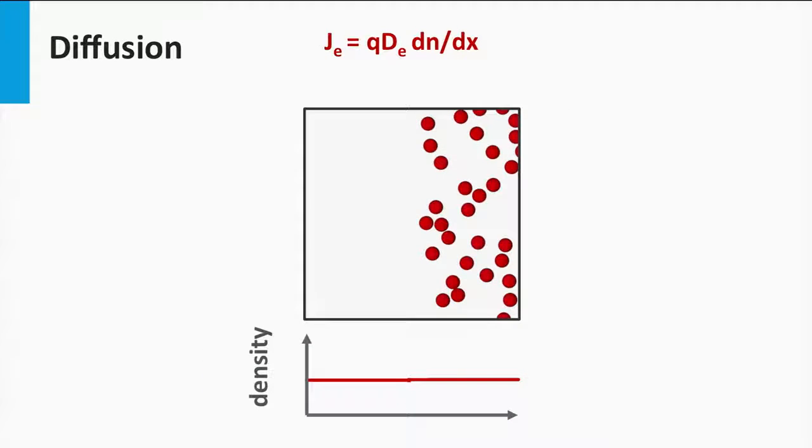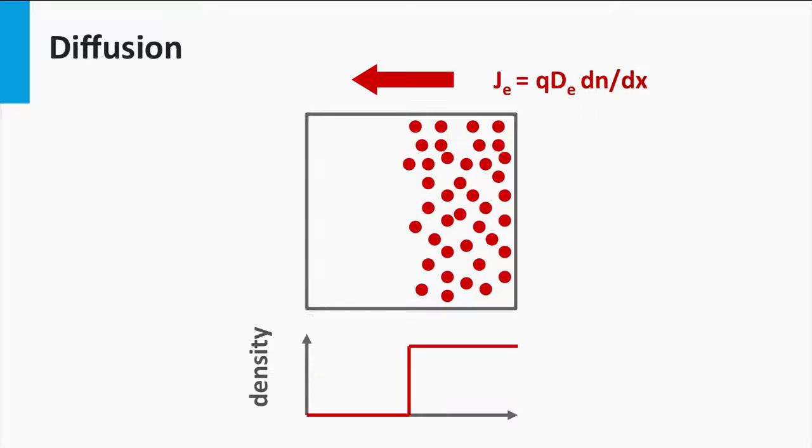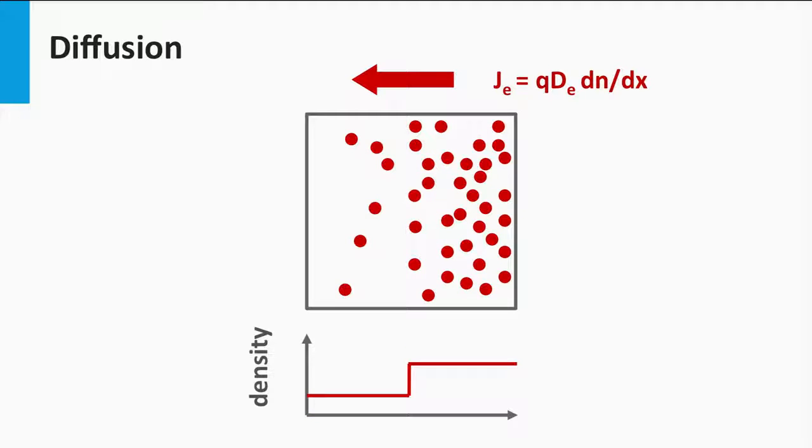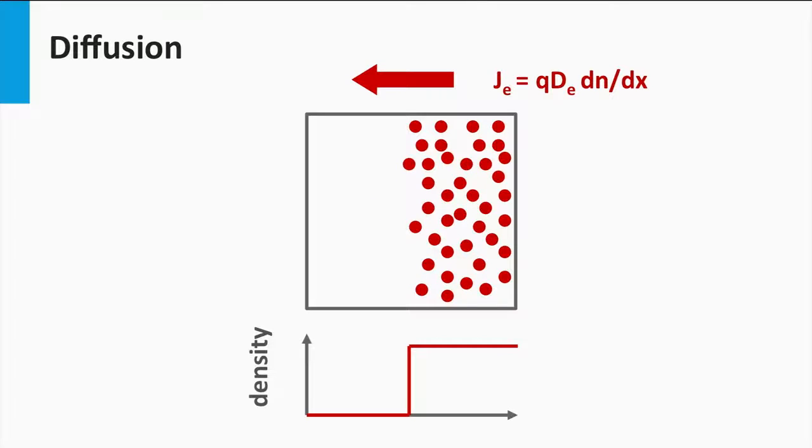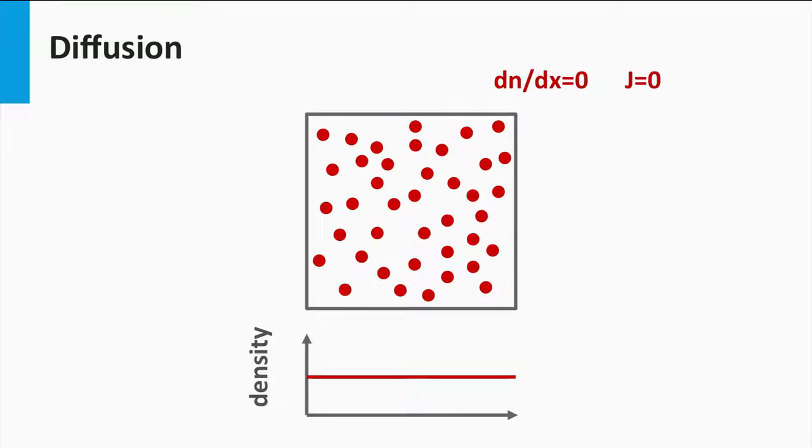Now we consider a non-uniform particle distribution. At the right you see that the particle density is higher than at the left. In other words, a density gradient is present going from right to left. If these particles all move randomly around, the flux of particles to the volume with lower density on the left will be higher. The flux of particles to the volume with higher density on the right will be smaller. There will be a net movement of particles until the density is uniformly distributed.